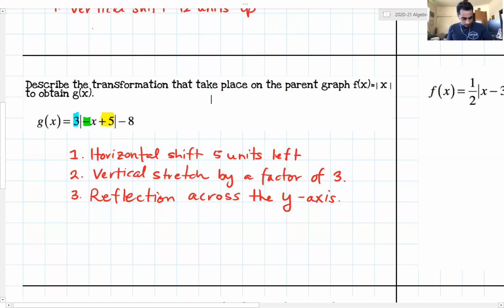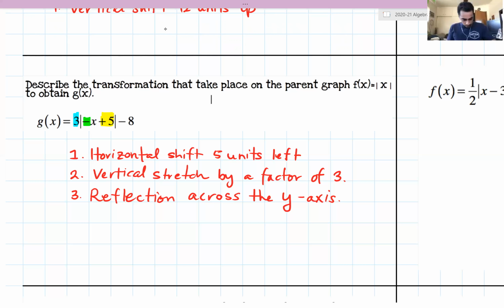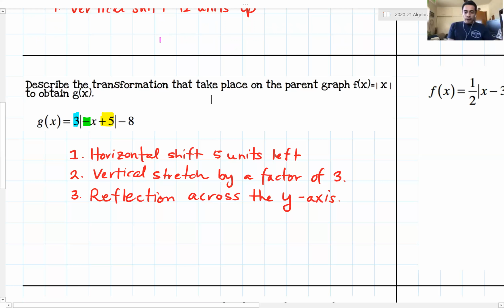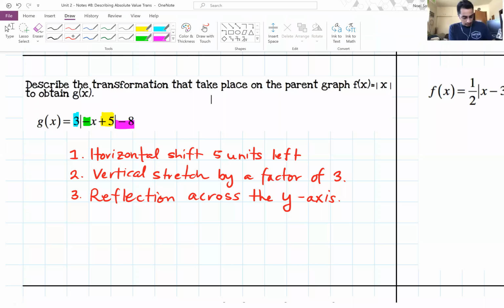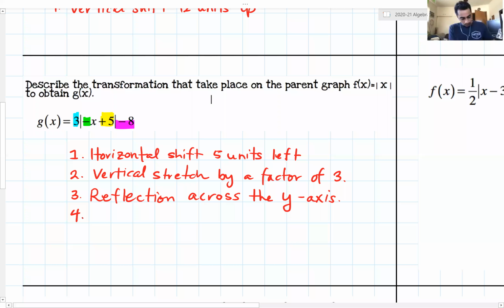And then finally, what is my last indicator? Almost, it's a -8, right? So I would want to shift in which direction? Yeah, we want down. So vertical shift 8 units down.